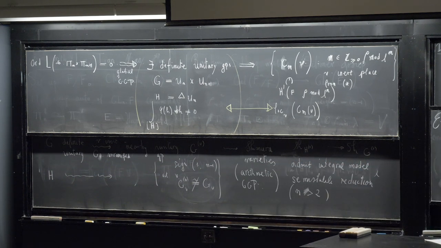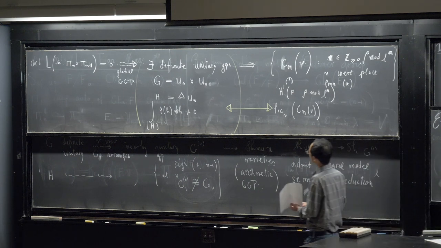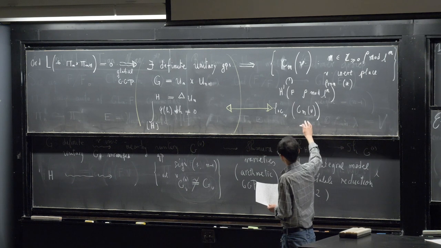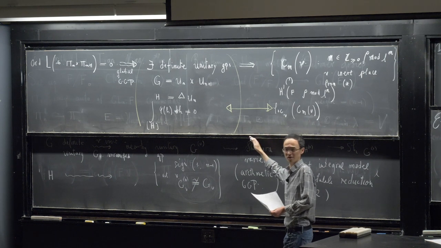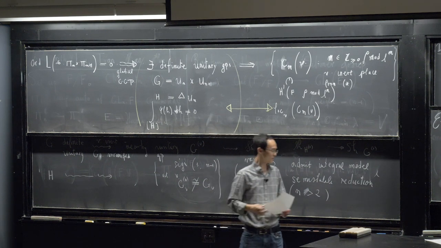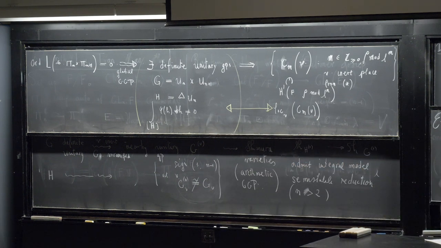So in the end, you have to study, the difficult part is to study the localization of those cohomology classes, and to make a connection to the automorphic period integral on a definite unitary group.